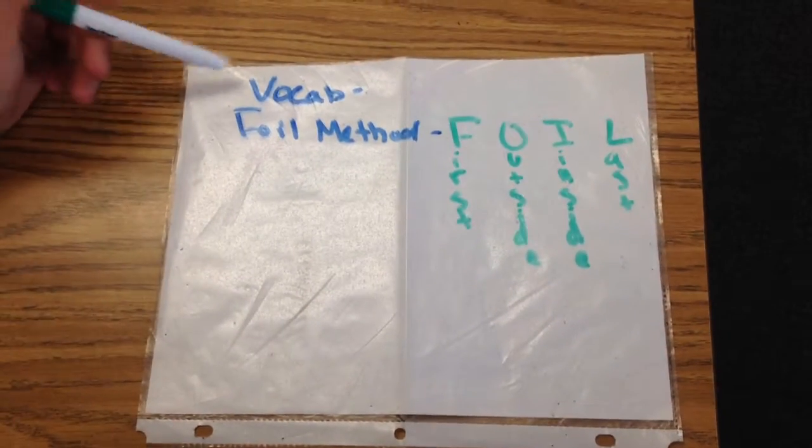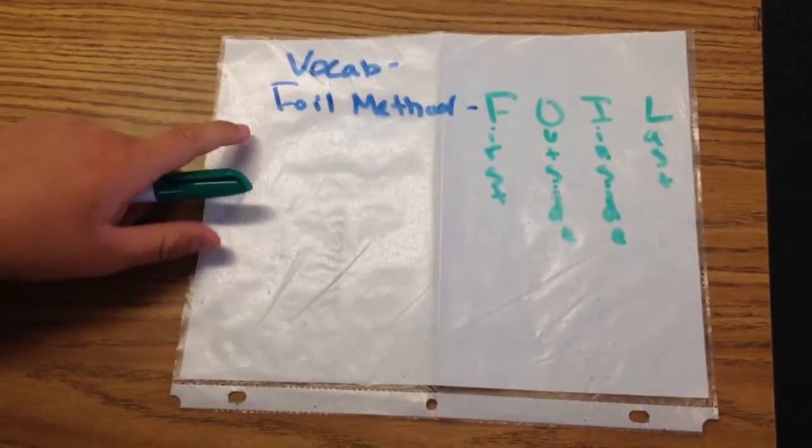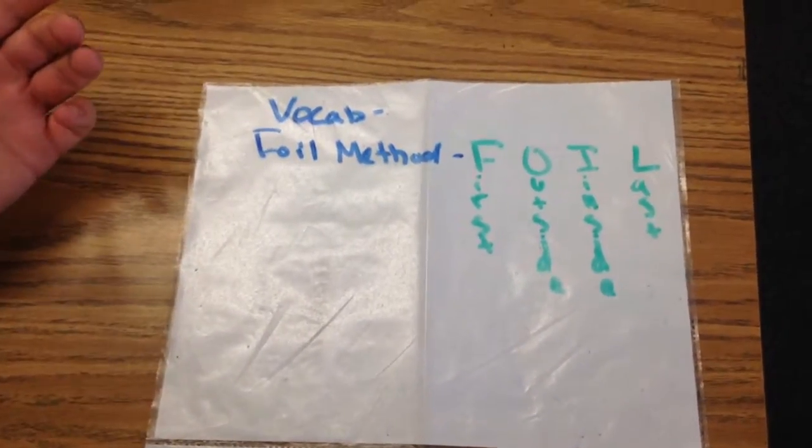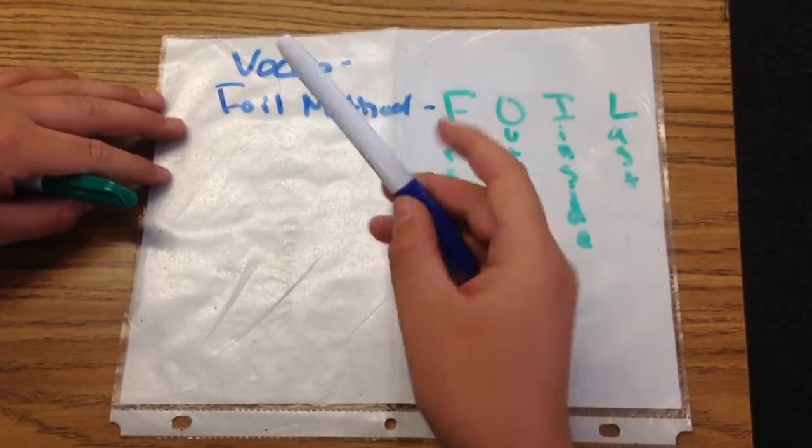Now for the Chapter 7, Lesson 6 vocab, we just have one term, which is the FOIL method. And this is when you're going to be multiplying polynomials. You're going to need to use the FOIL method, which is you're going to multiply each first term.